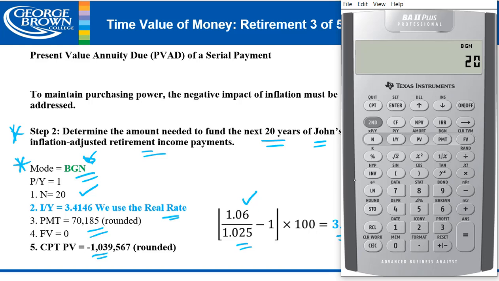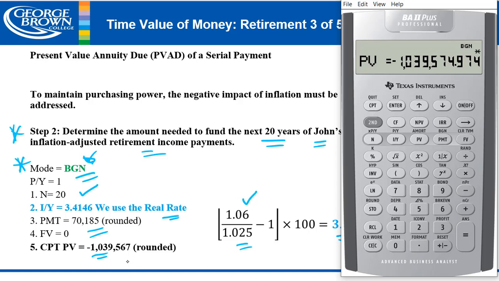So it's going to be 20 years of retirement, 20N. Here we're using the real inflation adjusted interest rate, 3.4146. That's going to be our IY. And we're going to calculate the present value of this annuity due. Our payment is $70,185. And that's a payment into us. And there's going to be no future value at the end of that 20 years. So we're going to compute the present value, $1,039,000.